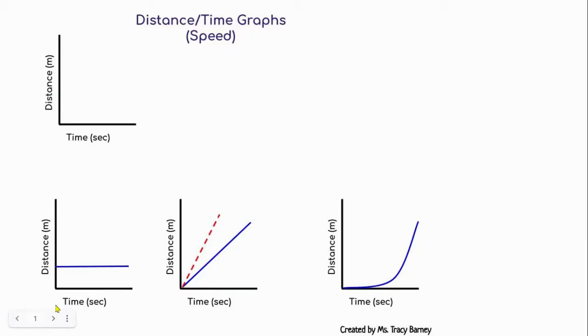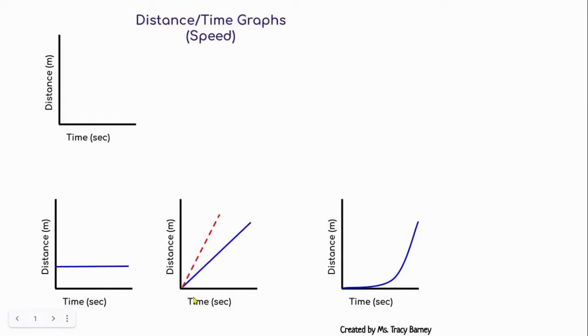Now, if an object is not moving, you will see a horizontal line on a distance time graph, because as time continues on, the distance that that object has moved remains the same from point of origin. So we say that that object would be at rest in this case.